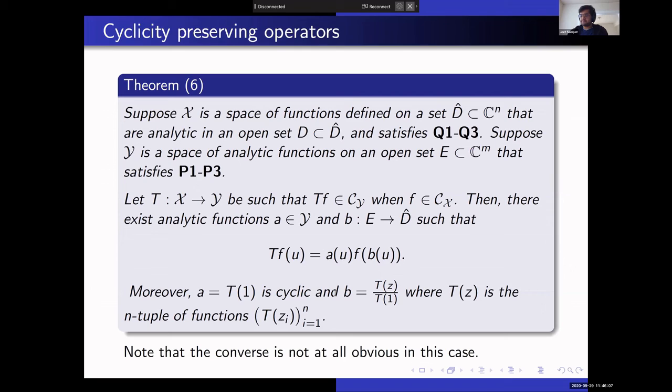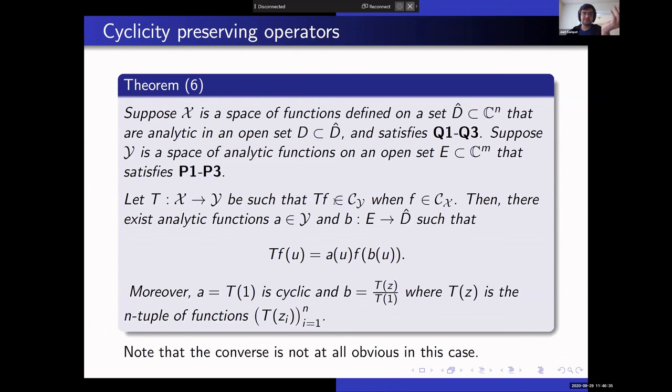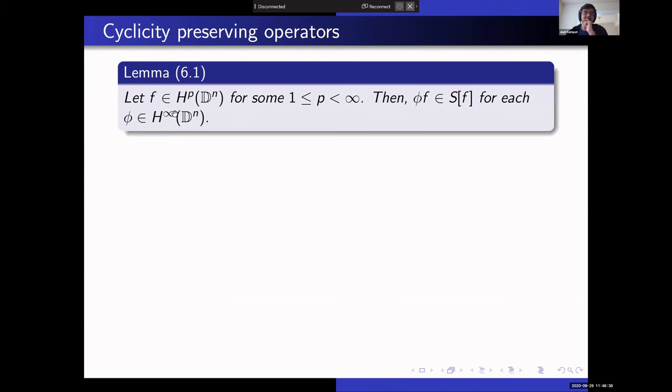But then I was reading an article that my advisor was working on at the time, and I realized that I can actually prove that the converse is true for Hardy spaces: that all bounded weighted composition operators on every Hardy space are going to preserve cyclicity as well. And not only that, I'm going to prove something much more general. So the next lemmas are going to be a setup for that. I'm just going to mention these lemmas and not go into a lot of the proof because I'm running a little bit short on time.